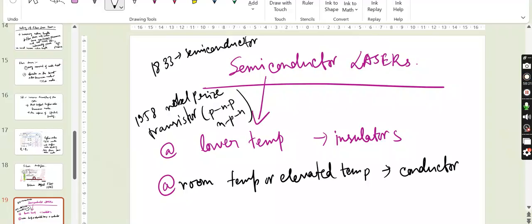And those who got the Nobel Prize for inventing the transistor in 1948, one of them also got a Nobel Prize again, and he became the only person to date to get the Physics Nobel Prize twice, which is John Bardeen. He developed the BCS theory for conventional superconductivity.